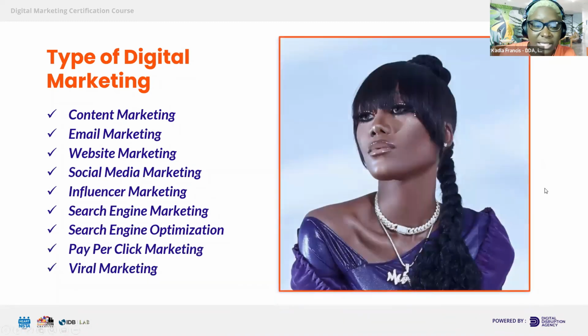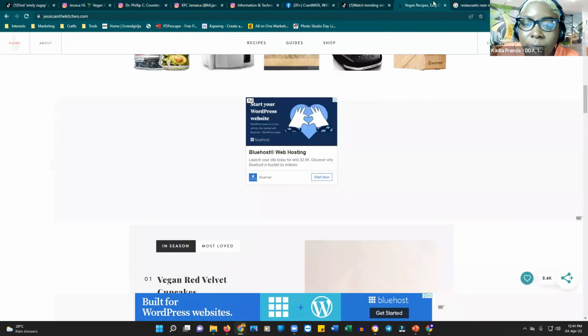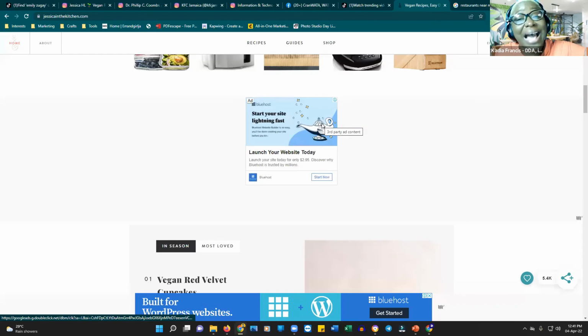Pay-per-click marketing. So let's click off Jessica here. Pay-per-click marketing is also another paid digital marketing strategy, and it's when you see those ads. If you go back to Jessica in the Kitchen's page, I will show you. This is a pay-per-click ad, but it shows up here as a display ad. Every time I click this, you pay Google, because I think this is a Google ad thing. You don't pay for the ad until I click on it.